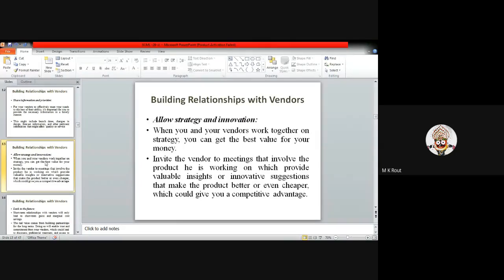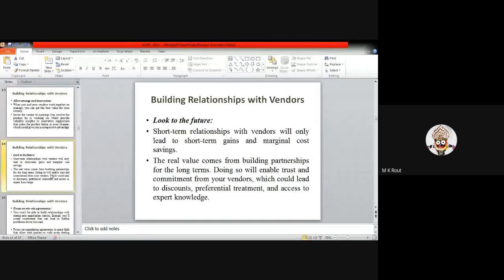Moving to the next one, building relationships with vendors: allow strategy and innovation. When you and your vendor work together on strategy, you can get the best value for your money. So invite the vendor to meet about the product you are working on, which can provide valuable insight or innovative solutions that make the product better or even cheaper, and which will give you a competitive advantage. The next one is look to the future.